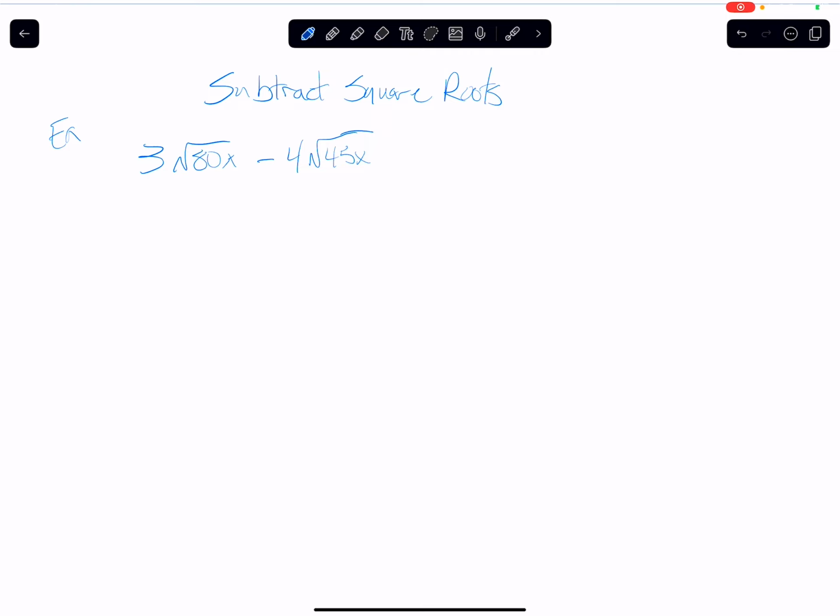Do we know any perfect squares that are factors of 80? Well, I know that the square root of 16 times 5, 16 times 5 is 80, so that works. Do I know any perfect squares that are factors of 45? Well, 9 times 5 is 45, and 9 is a perfect square, so we can simplify one more step.